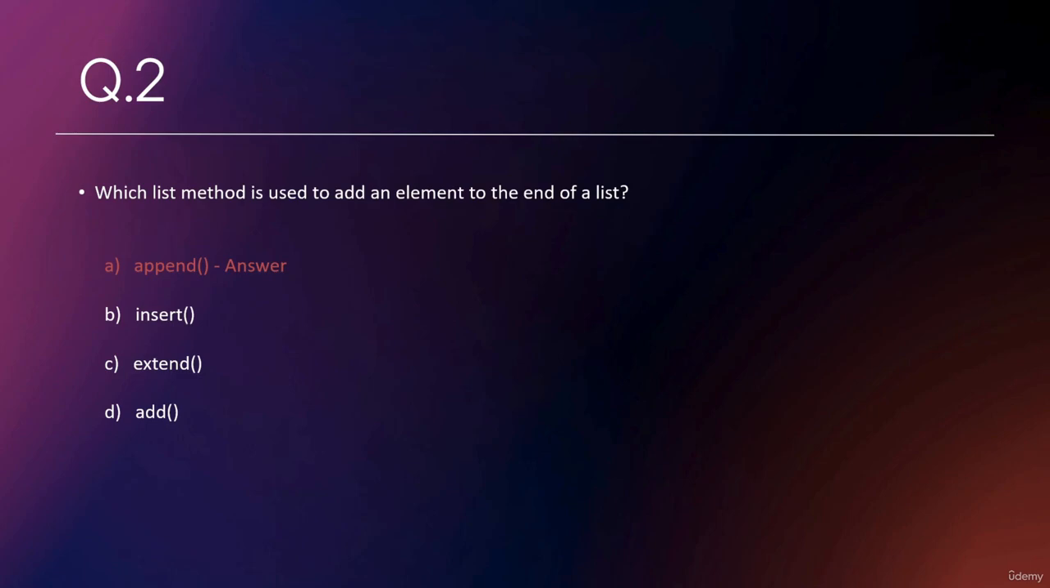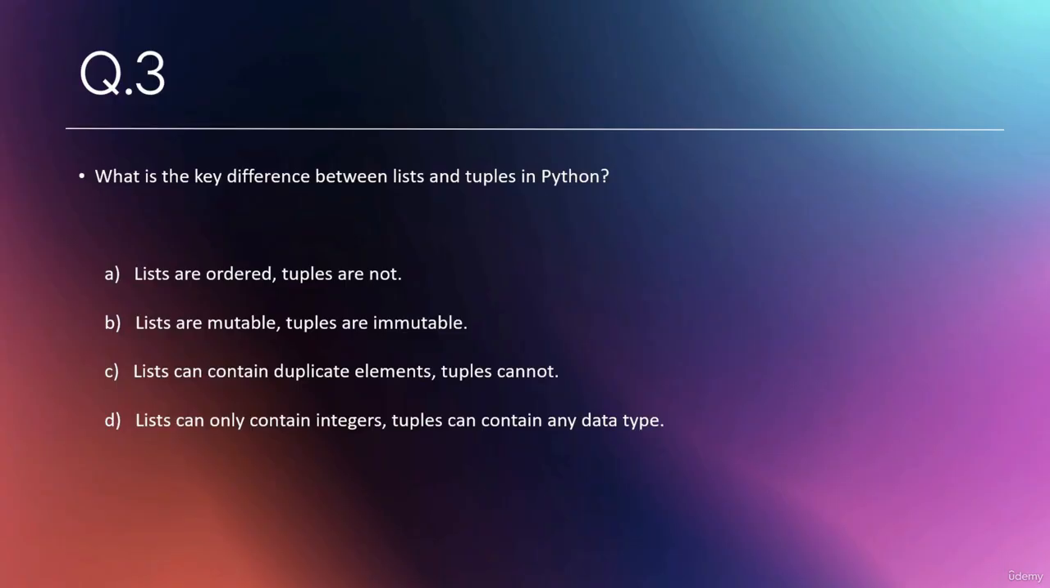Moving on, we have: what is the key difference between lists and tuples in Python? So here are four options. Option A, lists are ordered, tuples are not. Option B, lists are mutable, tuples are not. Option C, lists can contain duplicates, tuples cannot. Or option D, lists can only contain integers, tuples can contain any data type. So you need to recall what we learned about lists and tuples and how they were different. So let's move on to the answer.